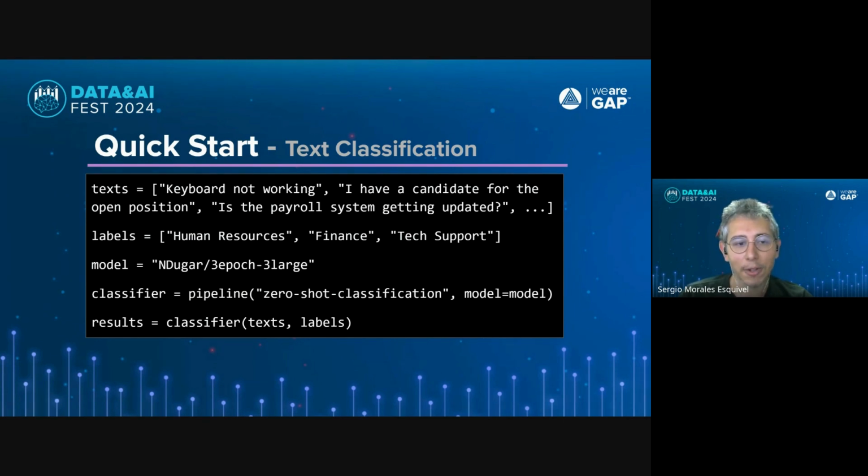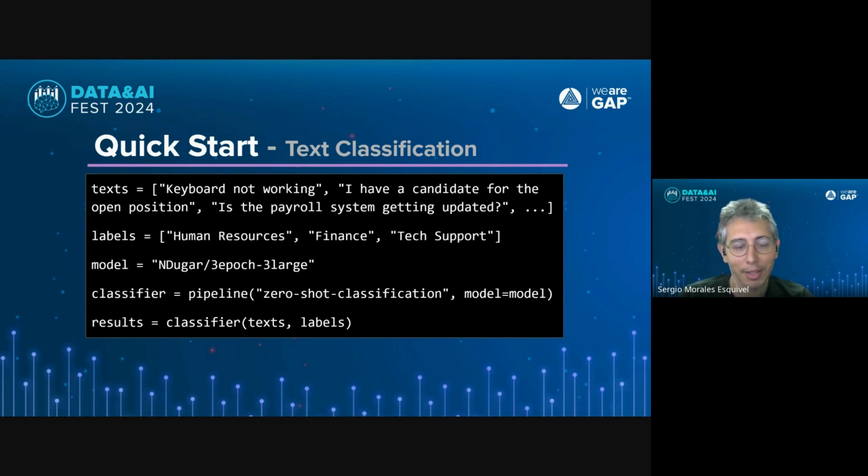So in this case, I have created a list of texts, which you can imagine maybe as tickets in an IT system. Keyboard not working. I have a candidate for the open position. Is the payroll system getting updated? So on and so forth. And then I have provided a list of labels, such as human resources, finance, and tech support. And I'm trying to get this model. You can see I've placed this string into a model variable. That's mostly because I wanted this to be a one-liner. I didn't want it to overflow into the second line, so that's why I did that. And I want this to try to classify these ticket titles, which I haven't even told it are ticket titles.